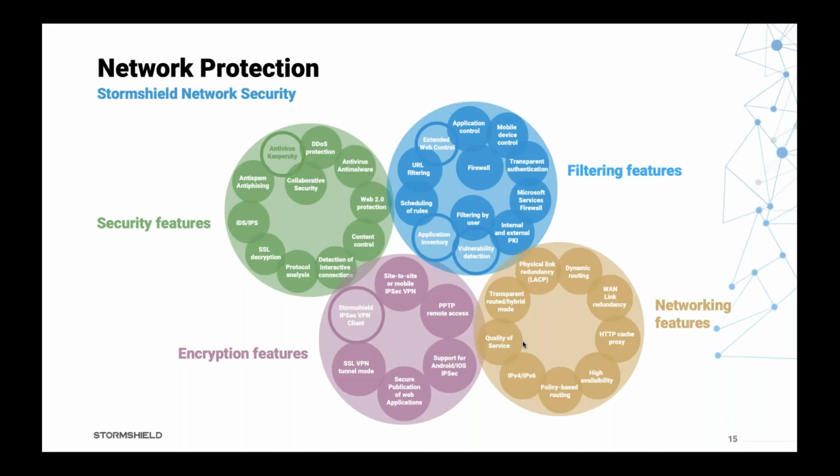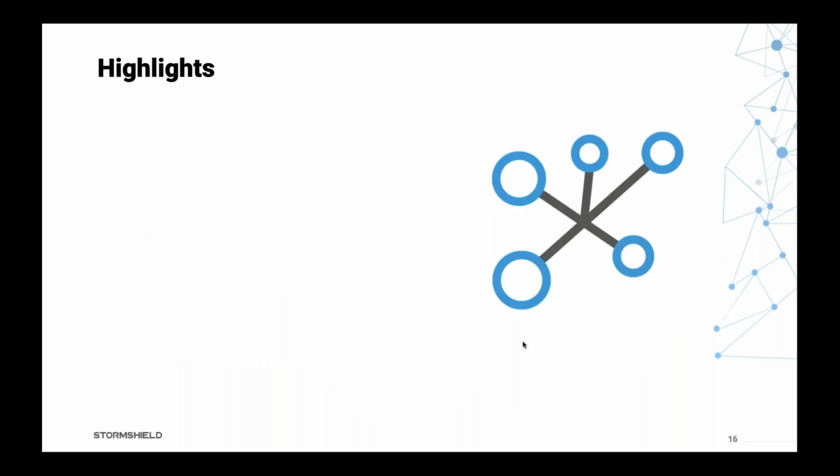Of course, as a next-generation firewall, we also have all the typical features normally in a next-generation firewall when it comes to security features: encryption, filtering, network redundancy, the ACP, for example, and load balancing between up to 64 links, and you know the typical features. I will not spend time on it.